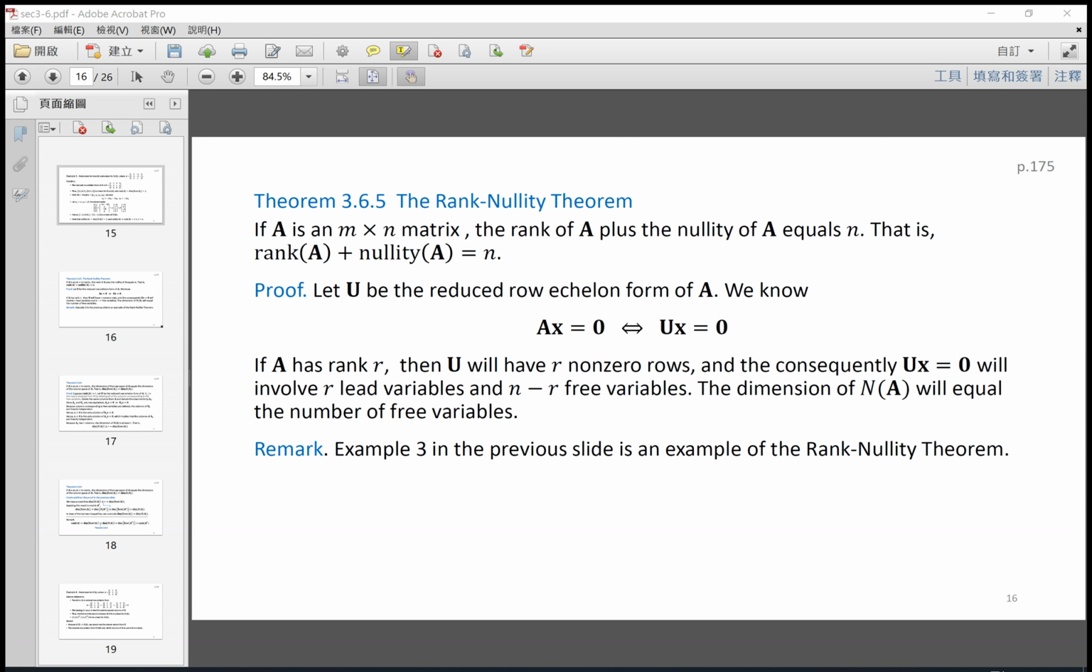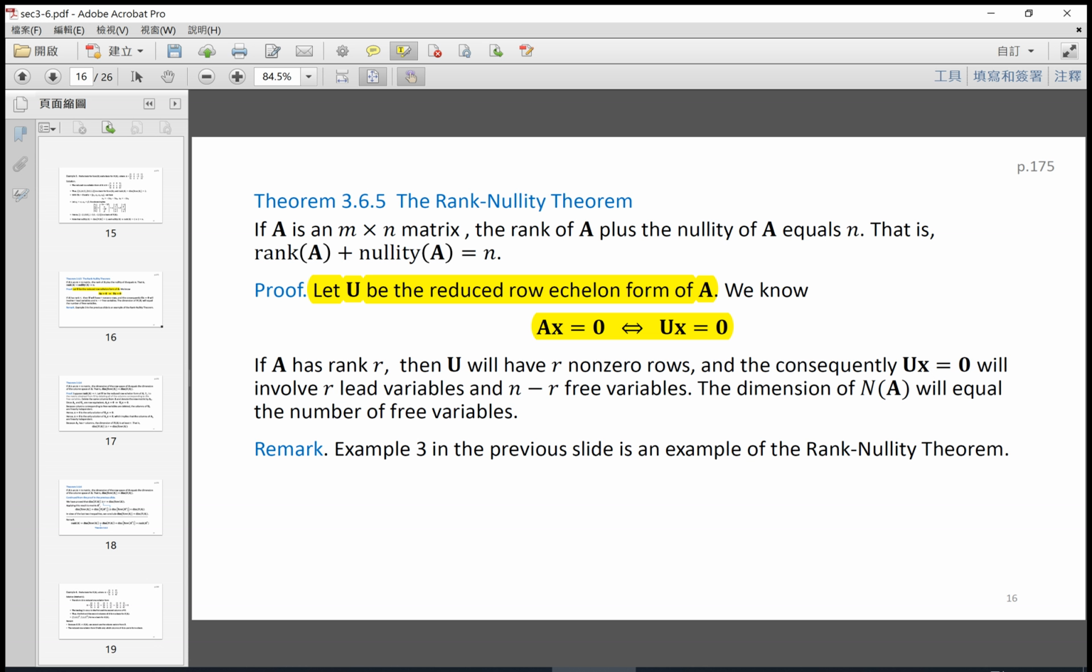Next, we prove the rank nullity theorem. Let A be an m times n matrix. Then we have rank A plus nullity A equals n, where n is the number of columns of A. Let U be the reduced row echelon form of A. We know AX equals 0 if and only if UX equals 0. That is, the solution set of the two equations are the same.